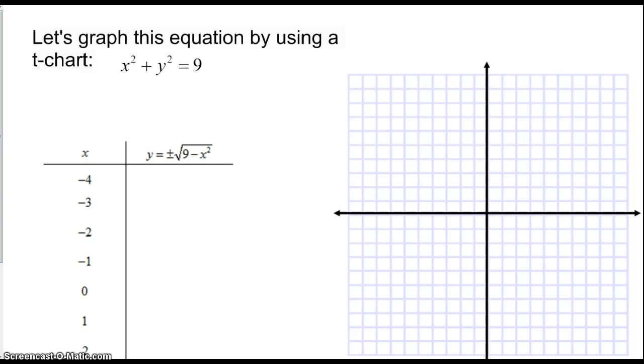Welcome to this video on graphing equations. This one covers the subject of equations of circles. Okay, let's try graphing this equation using our t-chart method.